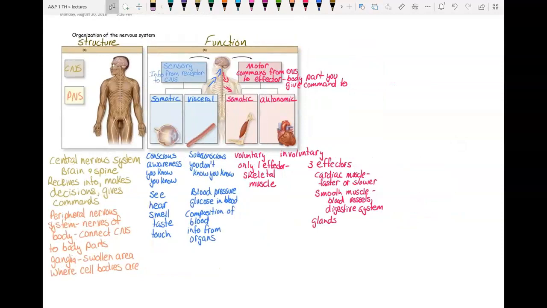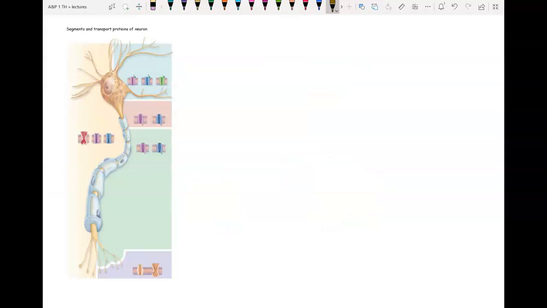So there are the divisions, the classification of the nervous system. Now we are ready to look at a neuron and its parts and see the beginnings of how a neuron works. So in this picture is a neuron, and a neuron is a single cell of the nervous system. And this cell conducts electric signals.